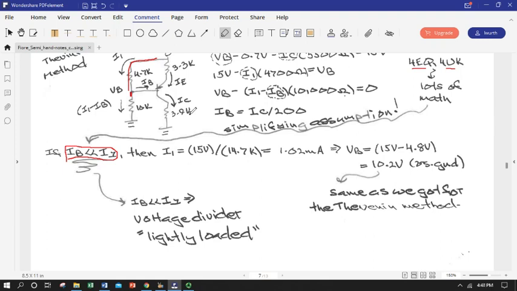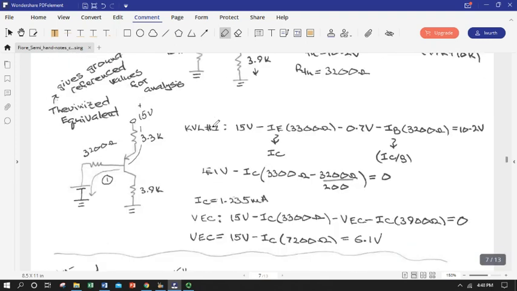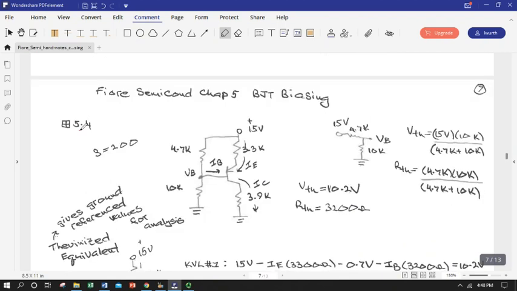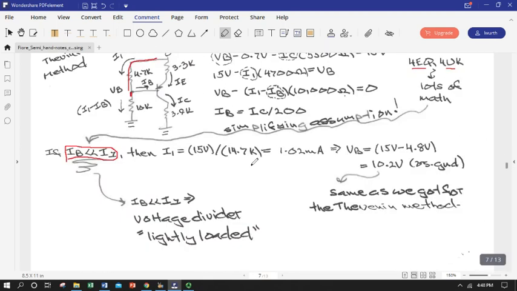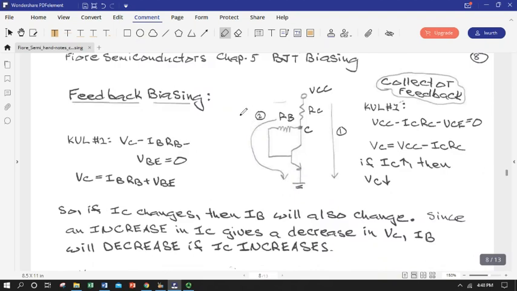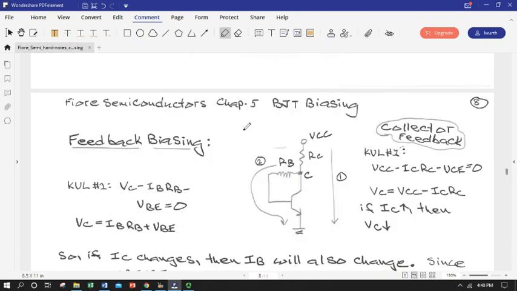Base currents tend to be small. So if you want to step through this example on your own, 5.4, you can get your own Thevenin equivalent, go through the steps, and then find your Q point. Okay. Last main method of biasing, this is called feedback biasing.